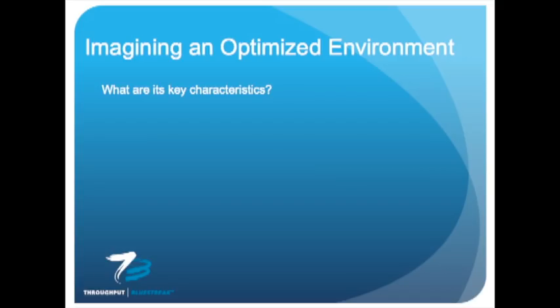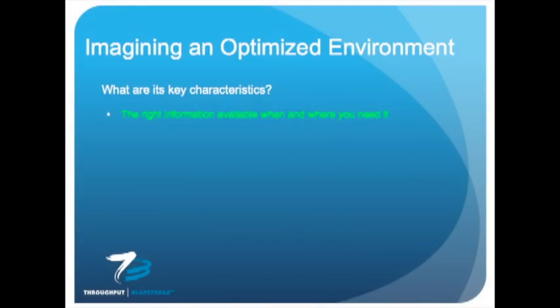So let's try to imagine what an optimized environment might look like. What are its key characteristics? Well, the first thing is we need to provide the right information to the right people at exactly the right time. Because everybody's so busy these days, we're doing a lot more with a lot less people.